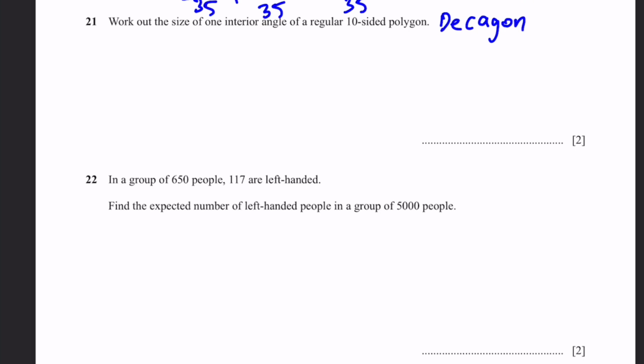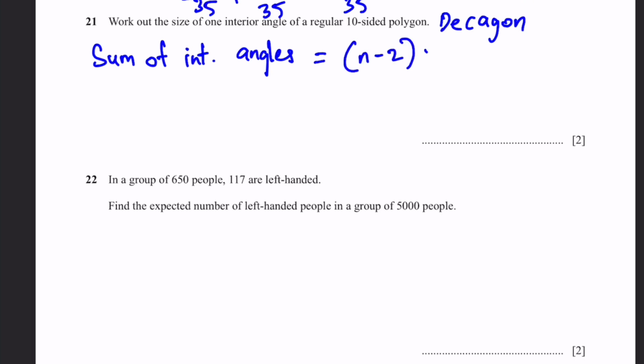So first, to find one interior angle, we need to find the sum of the interior angles. And the sum of interior angles is equal to n minus 2 into 180. So n is the number of sides. That means 10 minus 2 into 180, which is equal to 8 into 180.